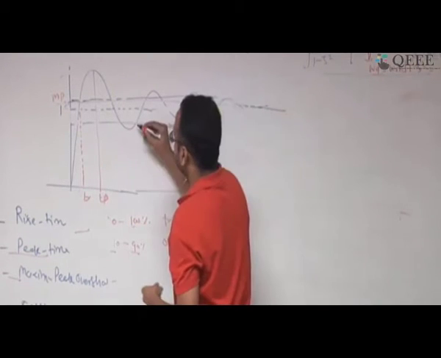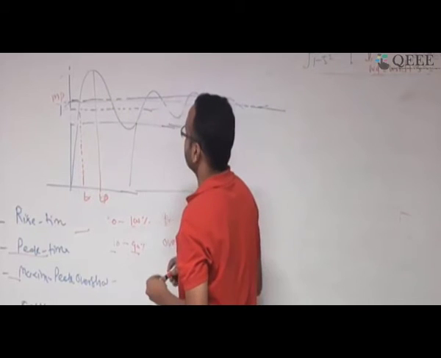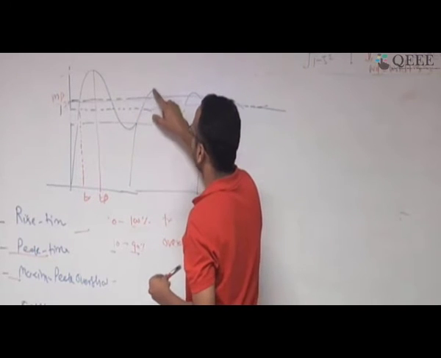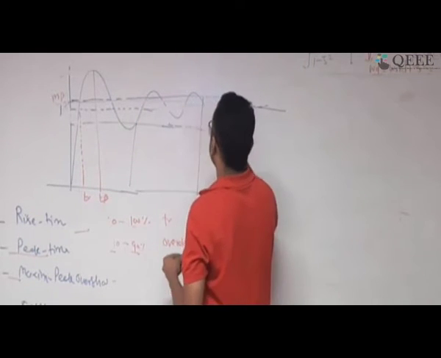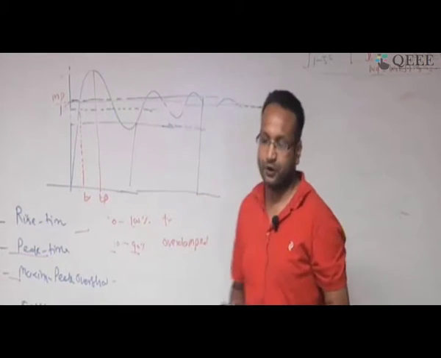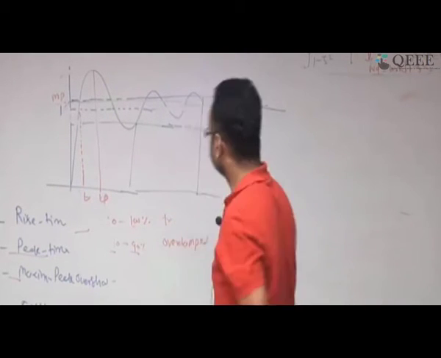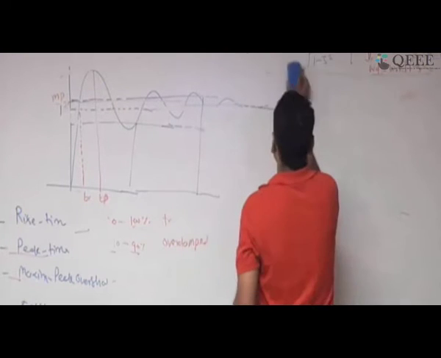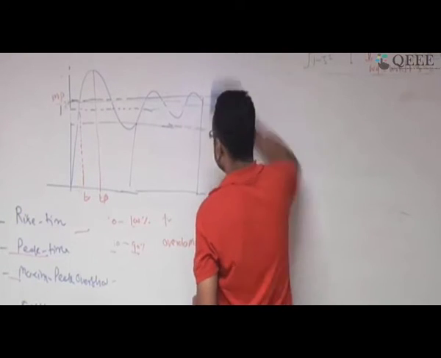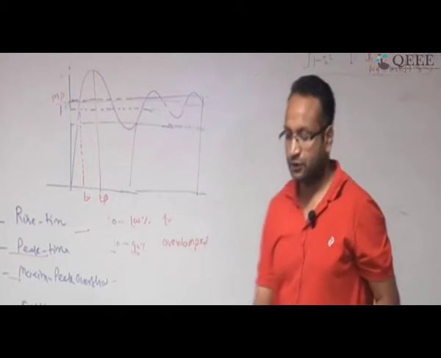I can't call this my settling time, because from here onward I am going up and going down, but from here onward I won't come out. So that is what is called settling time. Okay, fine. So these terms we will now find out quantitatively.